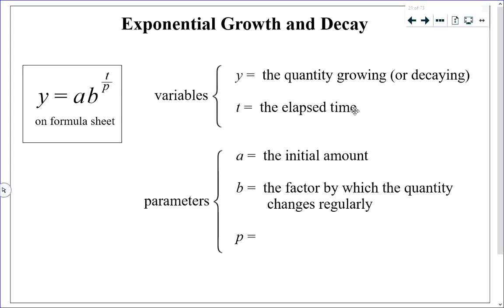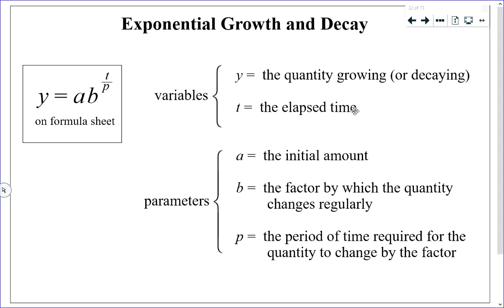So briefly, and I'm going to go through numerous examples in a minute, but briefly, if I told you that something was doubling in value regularly, then B would be 2. P is the length of time that's required for that effect to happen.